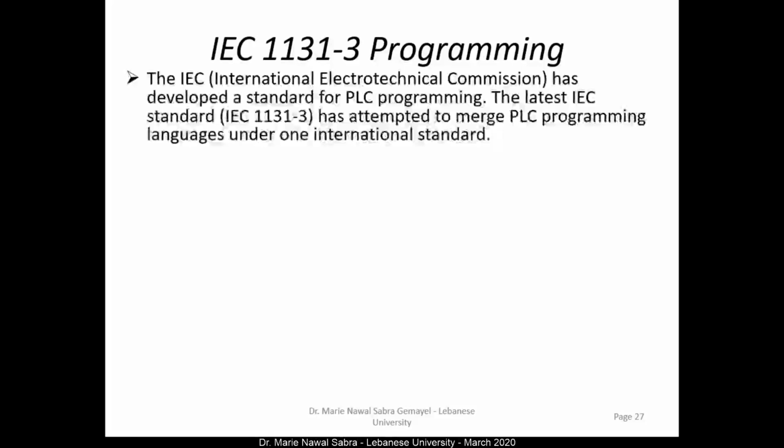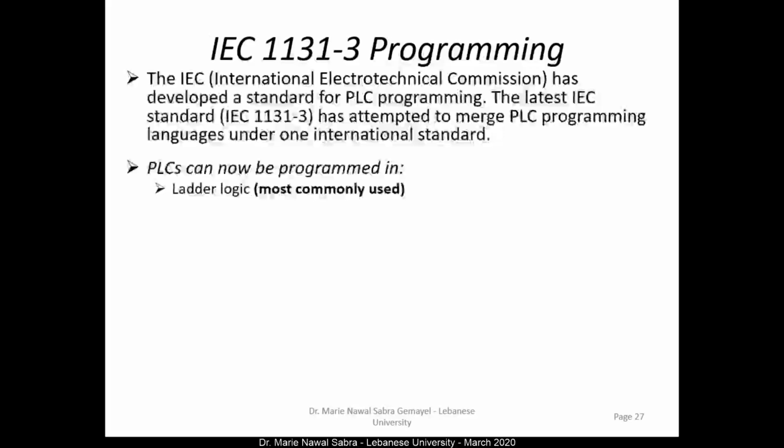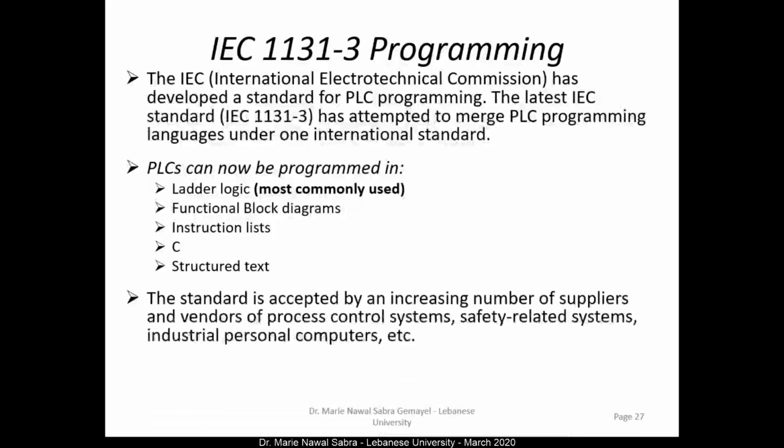Under the standard, PLCs can be programmed in the most commonly used ladder logic, because it looks a lot like the relay circuits that existed before PLCs. They can be programmed with functional block diagrams, which are like a state diagram shape. We have instruction lists, C language, and structured text. They are very similar, but they are all text.